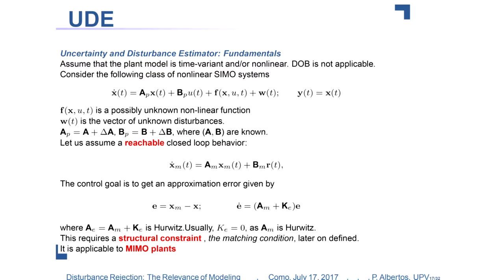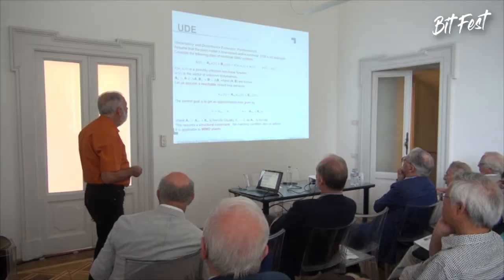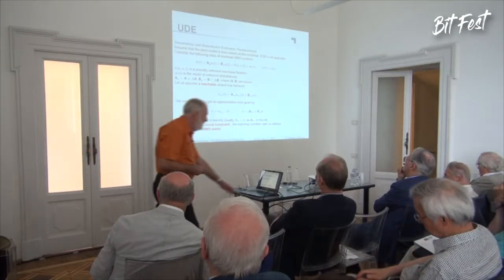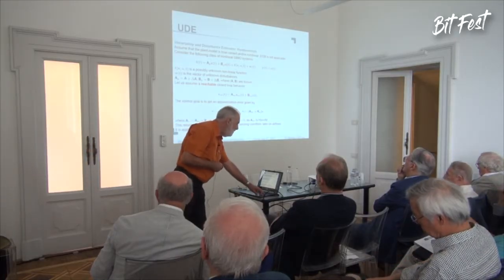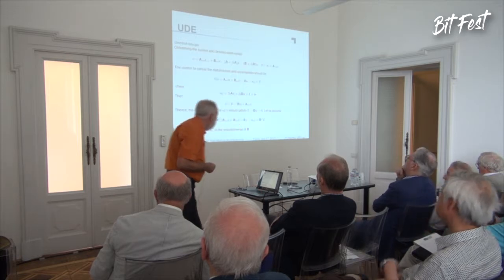And the control goal is to get an approximation error, which is going to 0. That means that this term should be Hurwitz. As we will see in a few slides, this requires a structural constraint, what is called a matching condition. And the nice thing is that it's applicable for nonlinear systems, but also for MIMO plants. The DOB was only for single input, single output plants.